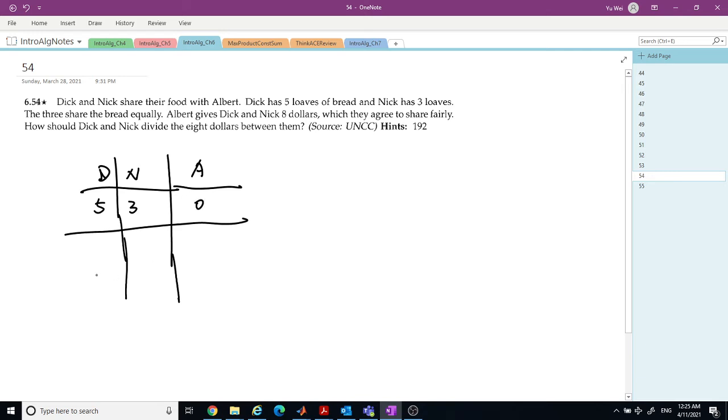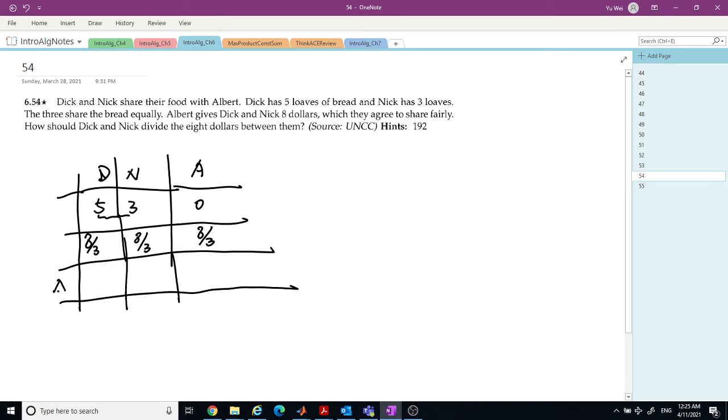And this one has 0 right at the beginning. But after they share equally, the total is 8 pieces, so 3/8, 3/8, 3/8. Okay.